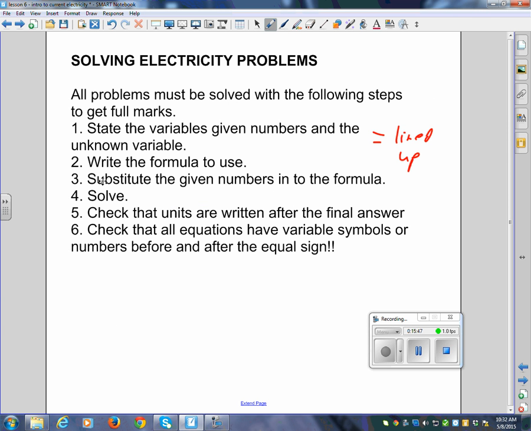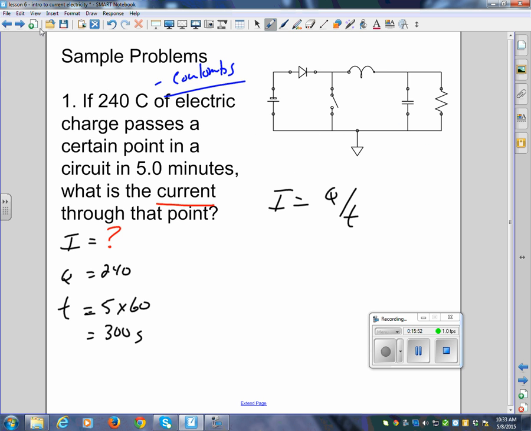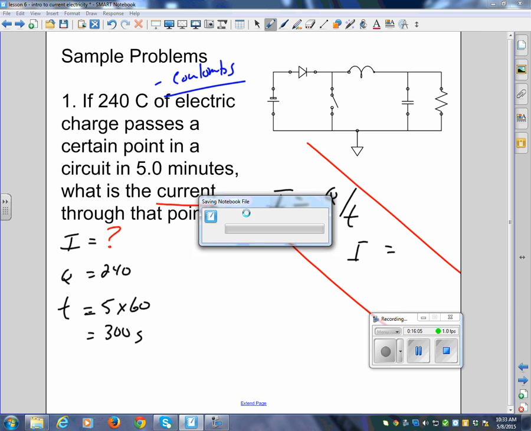That's step number 2. Step number 3, substitute the given numbers into the formula, keeping the equal signs lined up. Now, there's always someone that likes to do this. For some reason, everything has to be over on an angle. Their whole solution goes like this for some reason. I don't know why, and it makes no sense to me.